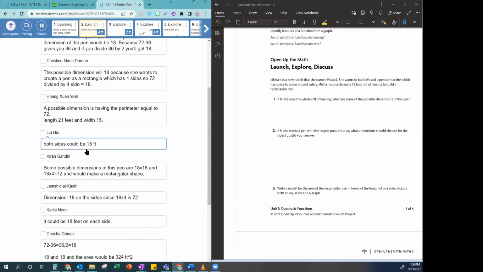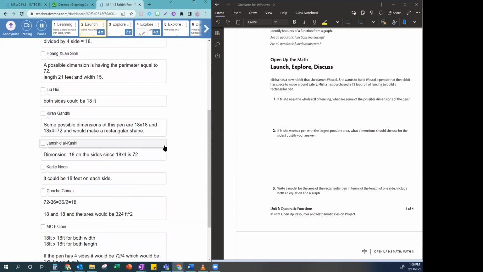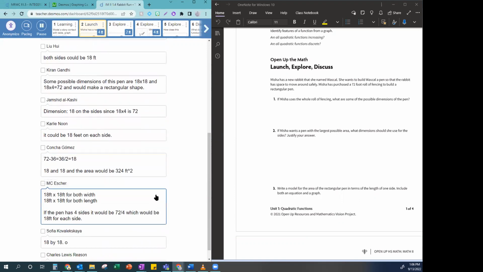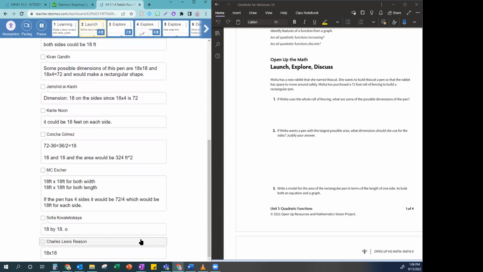Okay, this person says basically an 18 by 18, very good. This person said 18 by 18. We got more 18 by 18, very good. So there's other ones. It doesn't have to be 18 by 18. It could literally be 10 by 26 because a 10 by 26 is going to be a complete rectangle, right?